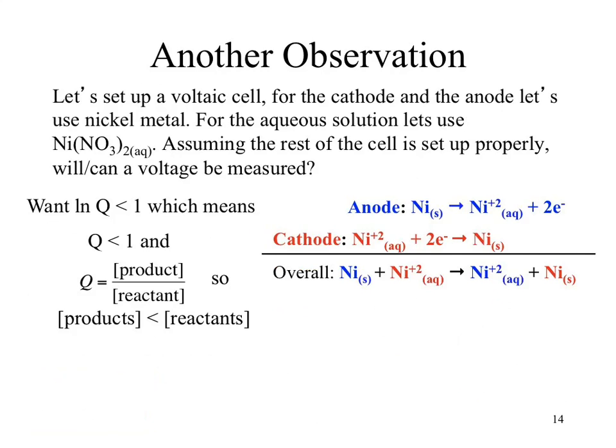So what we're hoping to get is that our product concentration is less than our reactants. Why?